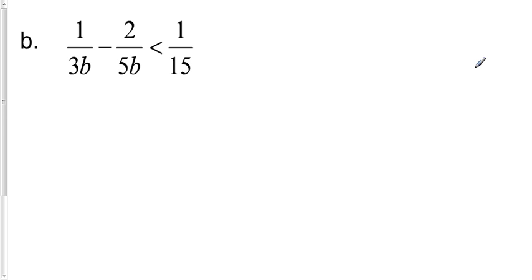Okay, let's go through a couple more of these. I'll run through it just a little bit faster. So step 1, state the excluded value. B cannot be 0. Because if you plug in 0, your denominators are 0, we can't have undefined values.